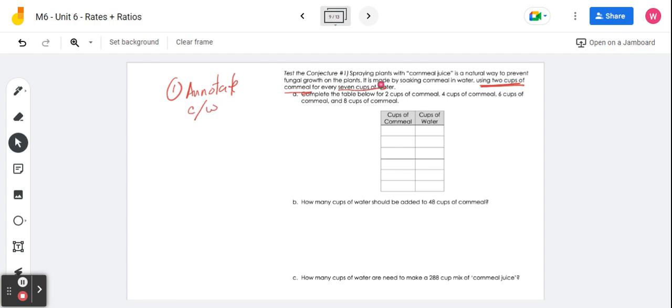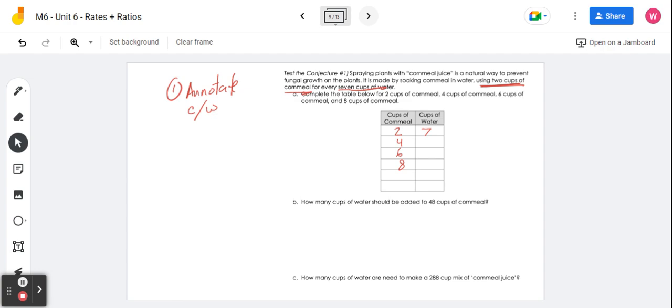So 2, 7. We're then told to complete the table below for 2 cups of cornmeal, 4 cups of cornmeal, 6 cups of cornmeal, and 8 cups of cornmeal. So we have a couple things we could do. One, we could use addition because we see that we're just adding 2 and adding 2. Or we can use multiplication to go from one to the next. Let's use multiplication because that's a bit more efficient.